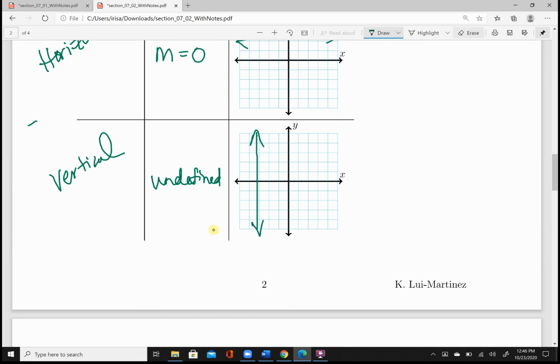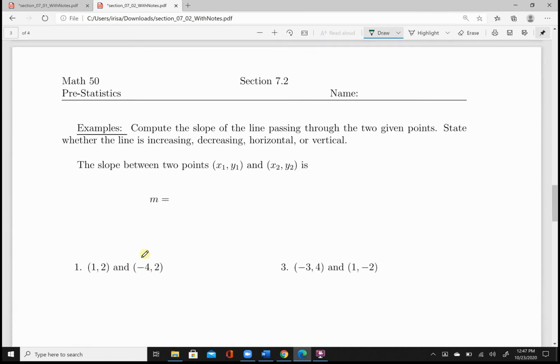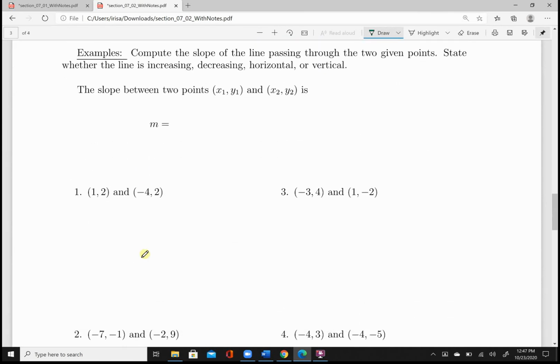Great, so that's just some very, very surface elements associated with those 4 different types of lines. Now let's actually do some practice where we are using the slope formula, which I'll remind you is, if you have these 2 ordered pairs, which you already introduced in the first page, the slope formula is y2 minus y1 in the numerator, x2 minus x1 in the denominator. So go ahead and rewrite that formula down.